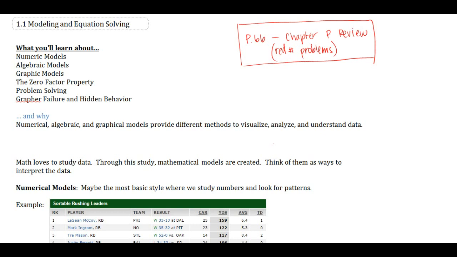So, let's talk about some really quick maths here for you to learn. We are going to talk about different types of models. We're going to talk about the zero product property, and we're going to talk about graph failure, which is just something you want to notice about your calculators.